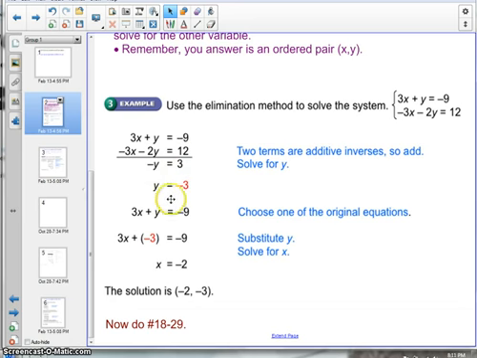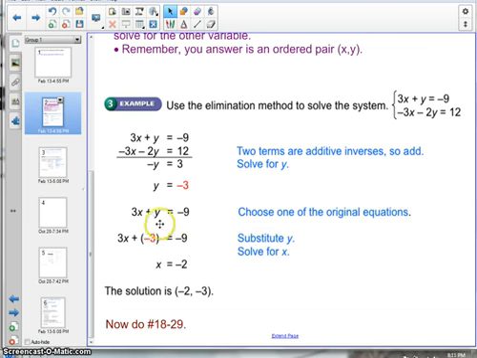Now that you have that solution for one of your variables, very similar to our method of substitution, we're going to plug in that value for y into one of the equations and get our value for x. So here we chose one of the original equations.